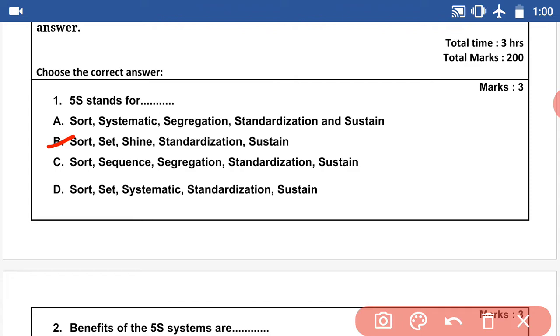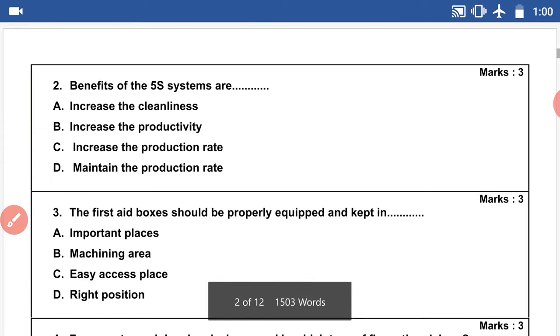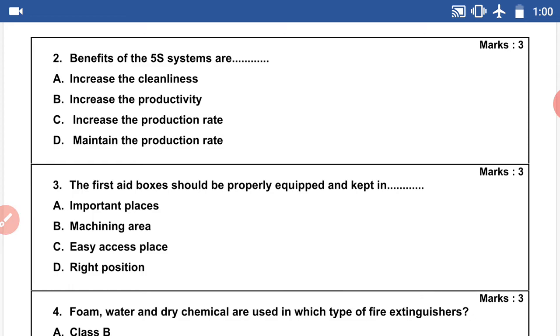Question number 2. Benefit of the 5S system is dash. Option B is the correct answer: increase the productivity.